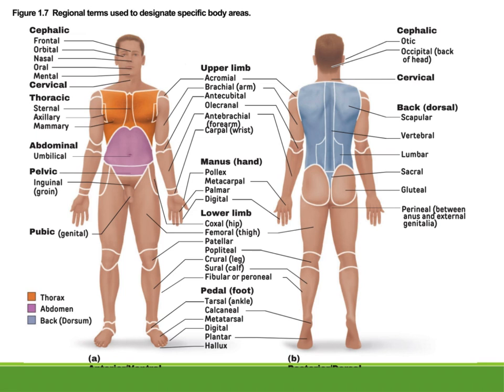All right, let's move down to abdominal. That is going to be that upper purple region. In this region, we have the umbilical region, where your belly button is. The pelvic region is just below that, the lower purple region. Below that, we're looking at the pubic region. Within that, or next to it, I should say, is the inguinal or groin region, which is more of that kind of indent between your lower limb, your leg, and your trunk.